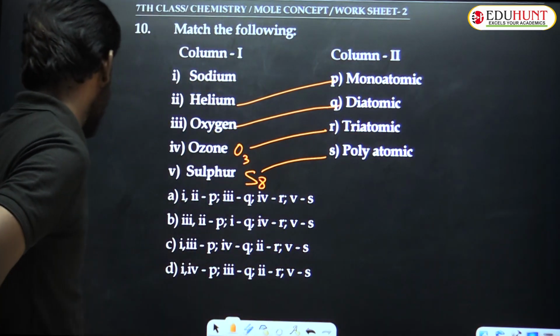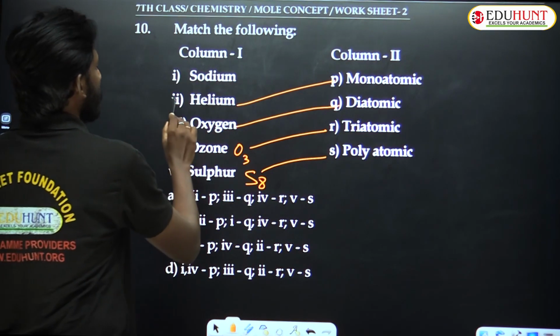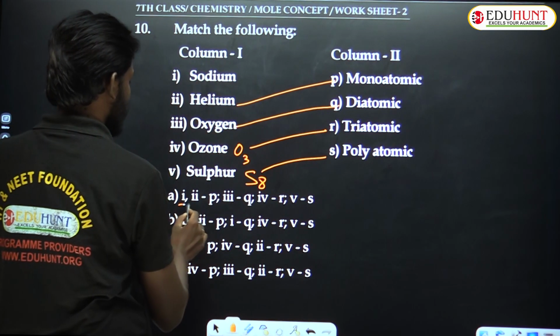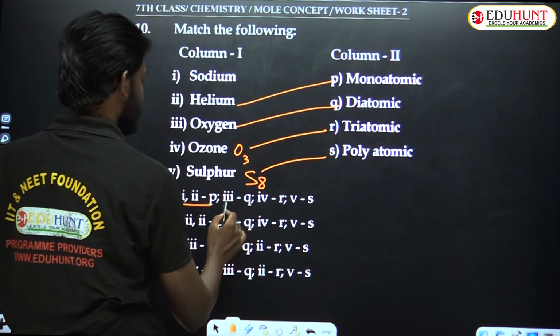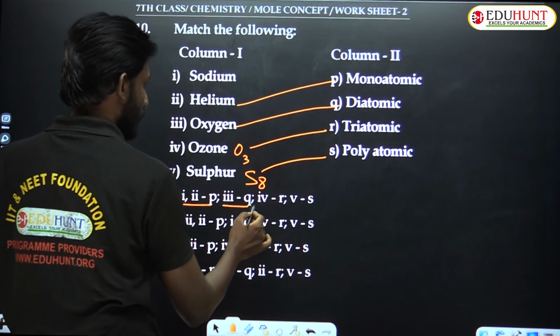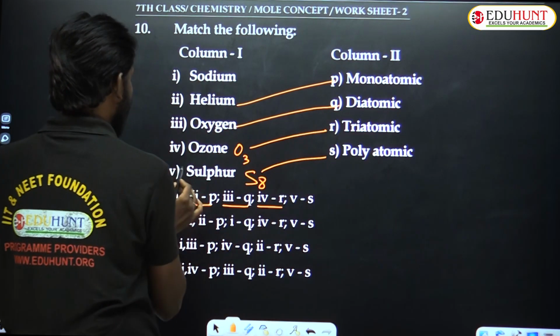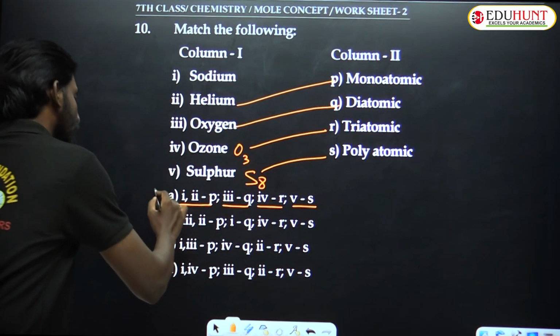For this question's options, if I take 1 and 2P, and 3 oxygen, oxygen Q, and for 4 ozone, triatomic R, 4R, and for sulfur 8. Yes, okay, A is the best option.